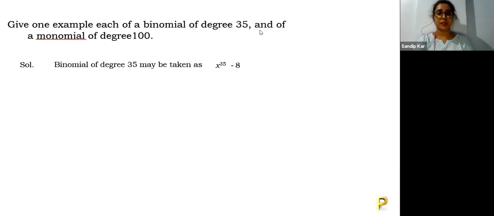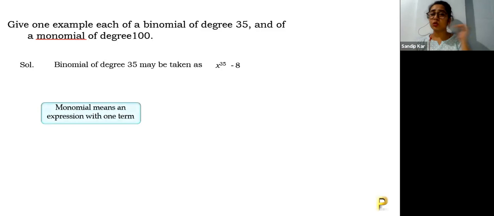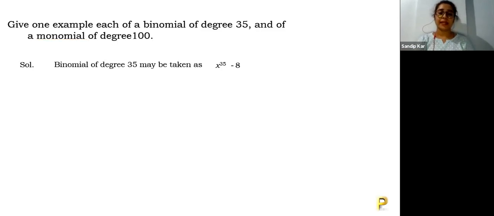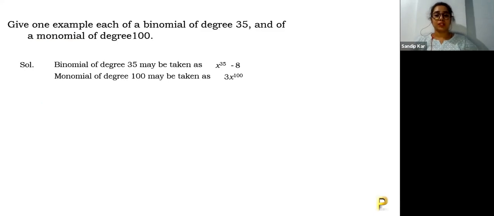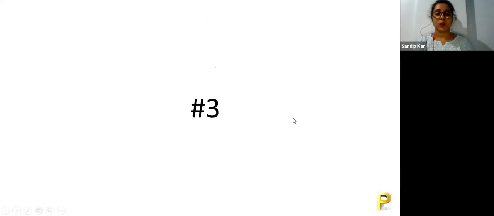Let's take the next one, that is monomial of degree 100. Monomial means what? Only one term. So in one term you can write this answer, and that is 3x to the power 100. You can also simply write y to the power 100, 5x to the power 100, 5a to the power 100, a to the power 100, b to the power 100. You can write whatever number you like. So you're done with the second part as well.